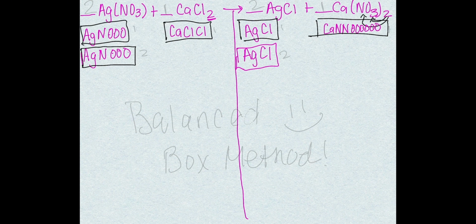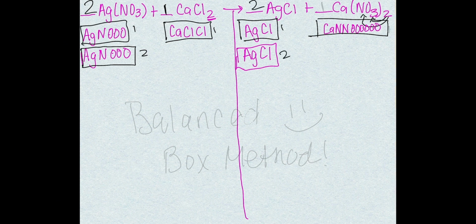So now I'm going to go back and I'm going to count my number of boxes to get my number of coefficients. So for AgNO3, I have 1, 2. I have 2 boxes, so my coefficient is going to be 2. For CaCl2, I only have 1 box, so my coefficient is going to be 1. For AgCl, I have 1, 2. I have 2 boxes, coefficient 2.